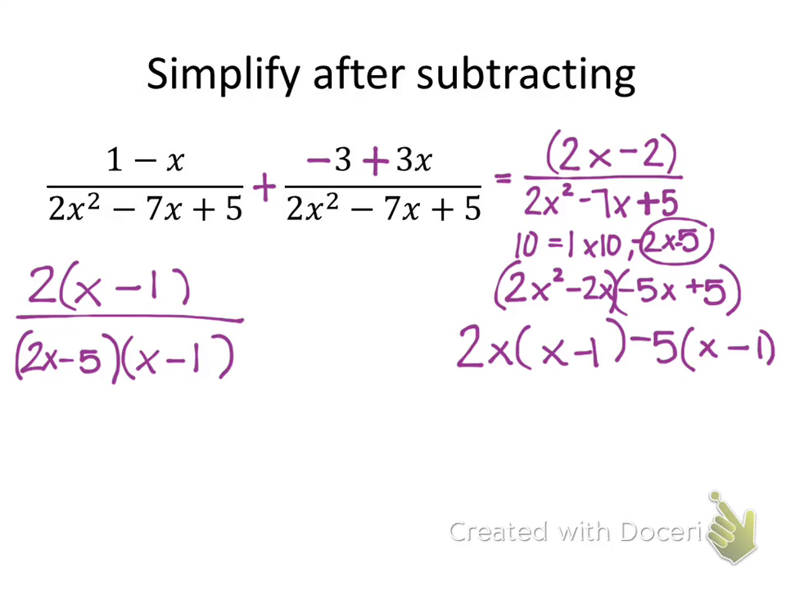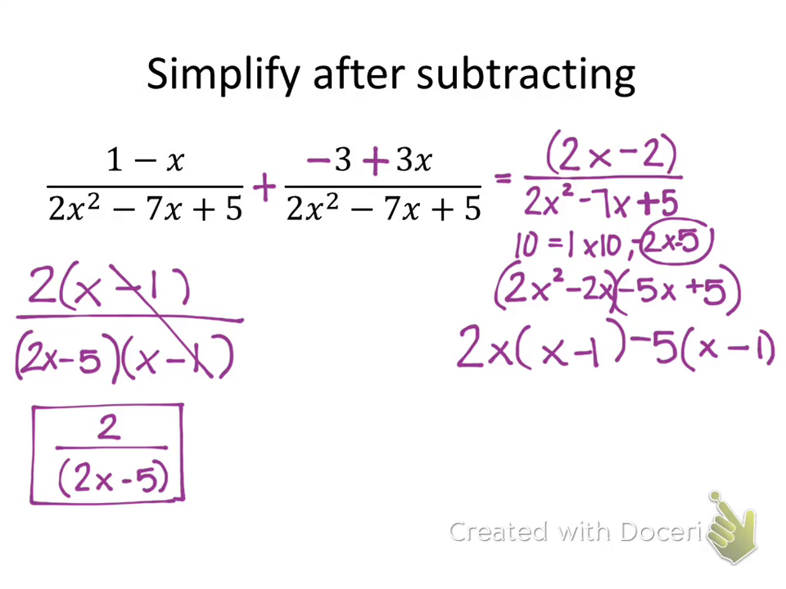Now, is there something here I can simplify? The x minus 1s are identical, so I can cancel them out. And I'm left with a final answer of 2 over 2x minus 5. Okay? So that one has a little more work because once I get down to writing my answer, I've got to simplify it farther.